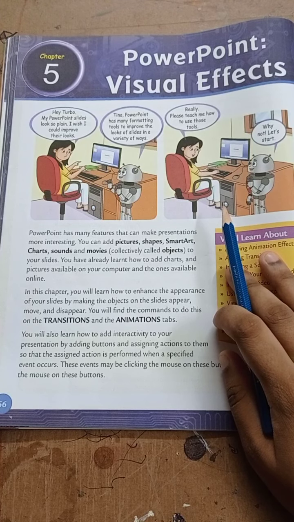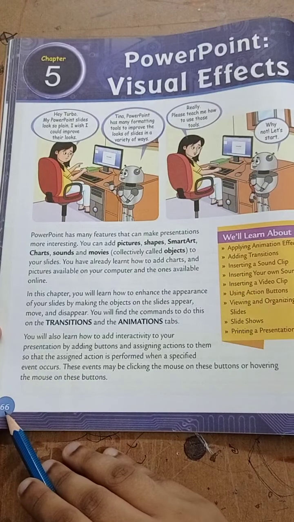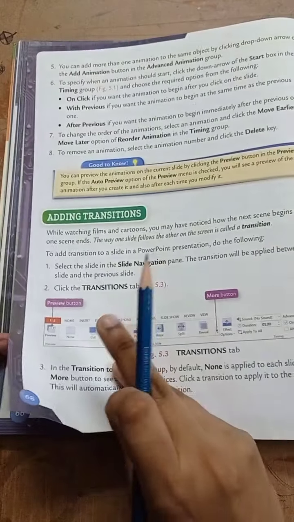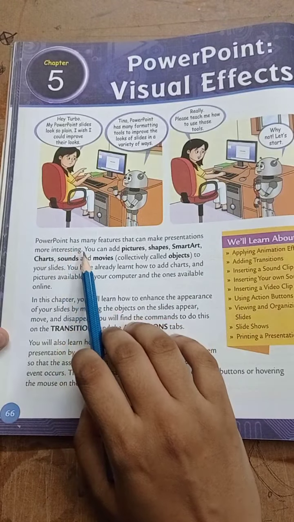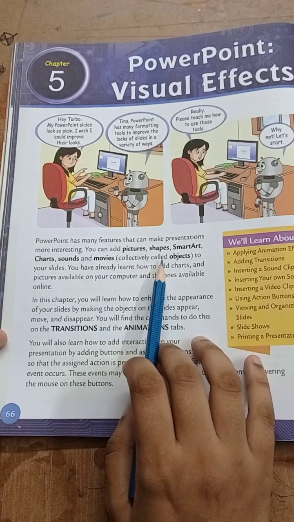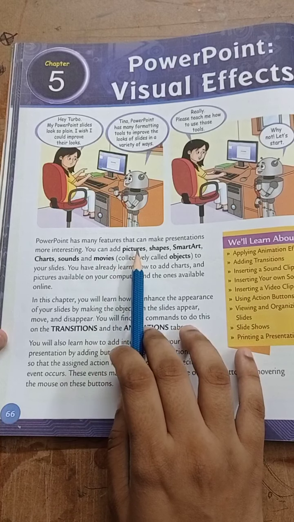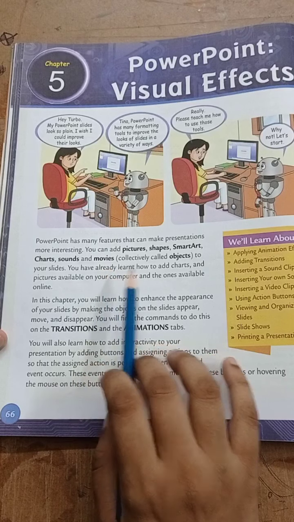In this class, I am going to discuss chapter 5, PowerPoint Visual Effects, from page number 66 to page number 68. So first, PowerPoint has many features that can make a presentation more interesting. You can add pictures, shapes, SmartArt, charts, sounds and movies, collectively called objects. So pictures, shapes, SmartArt, charts, sounds and movies are the objects.